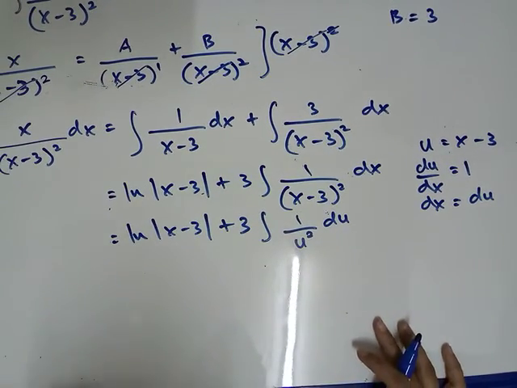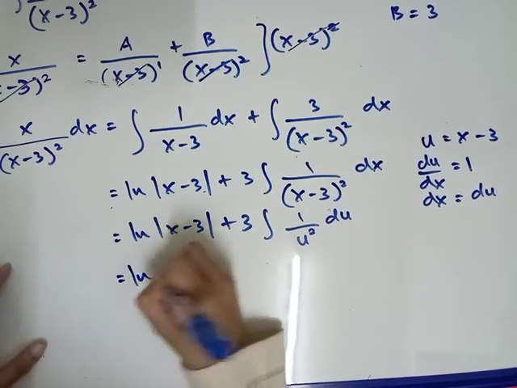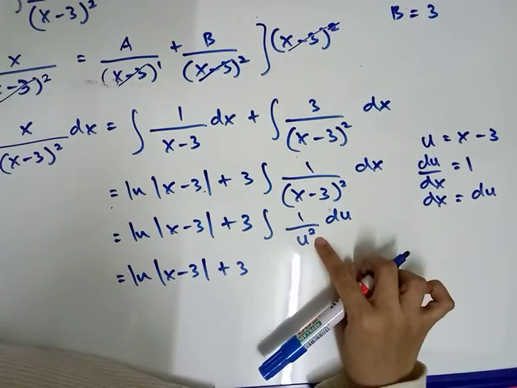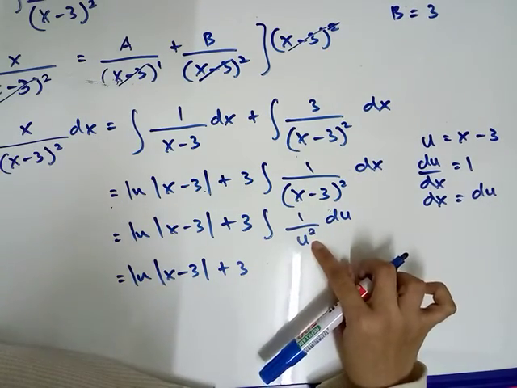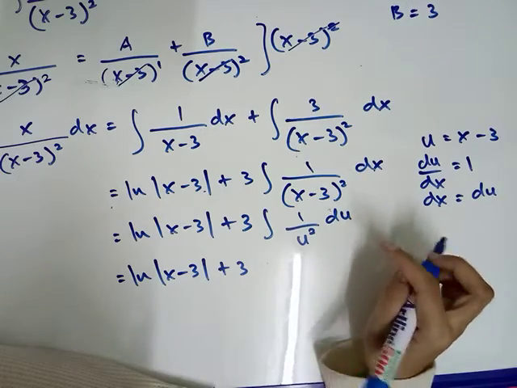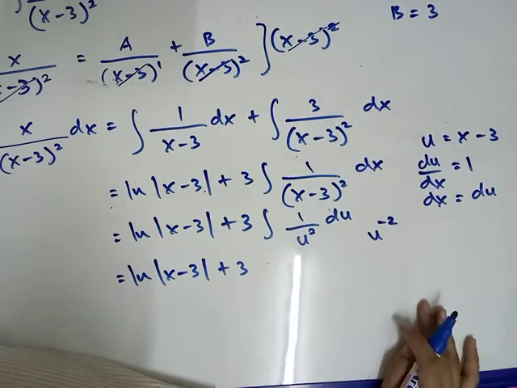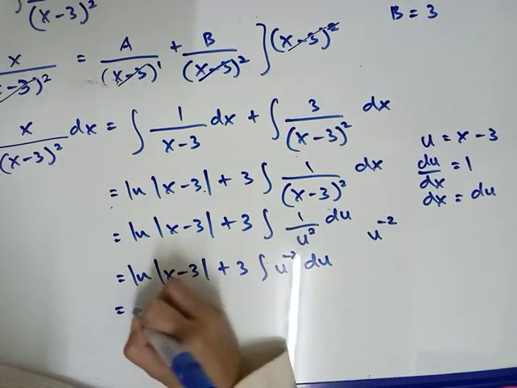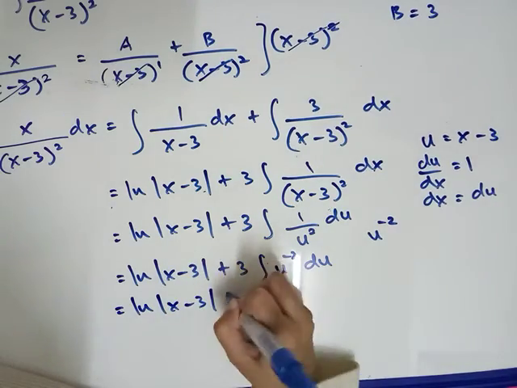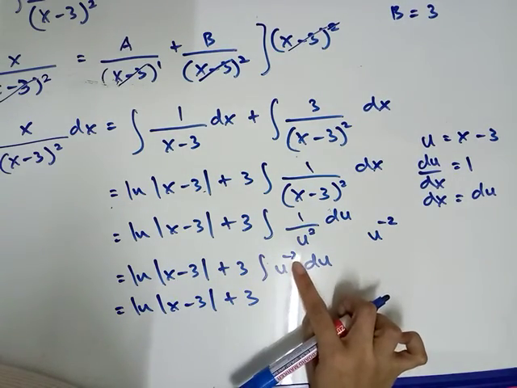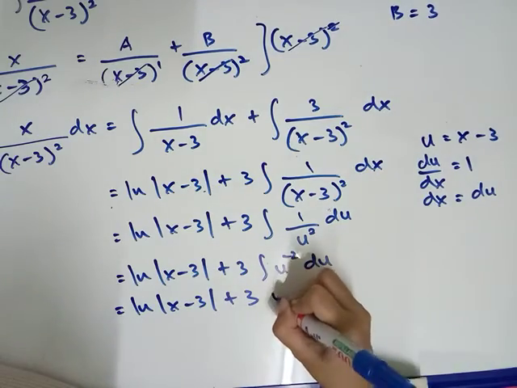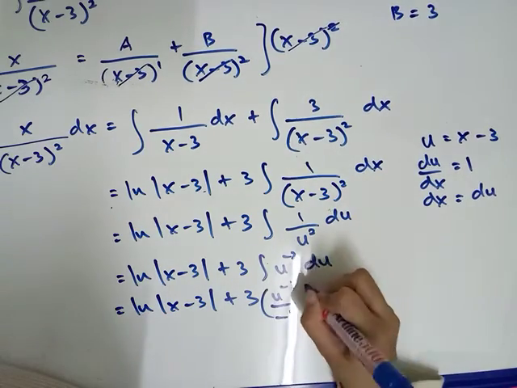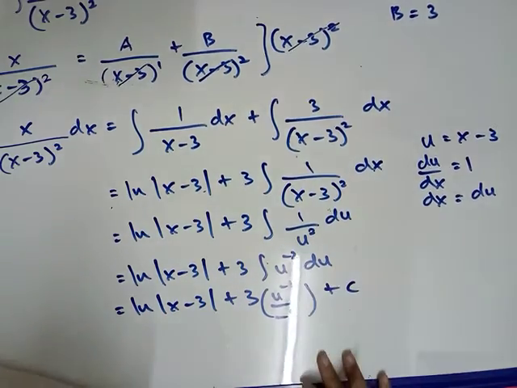Okay, use substitution method. Okay, and then ln x minus 3 plus 3, then you can integrate this one. Okay, nak integrate this, u power 2, bring it up. Okay, it will become u negative 2, right? u negative 2 du. So ln x minus 3 plus 3, integrate u power negative 2. u negative 2 plus 1, we get negative 1 over negative 1. And then don't forget to plus c.